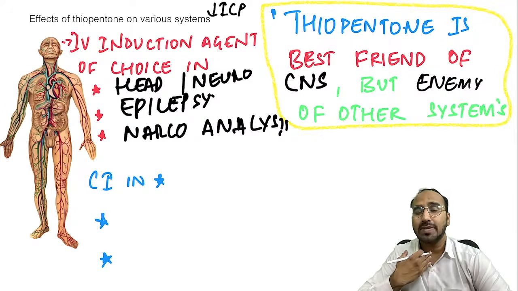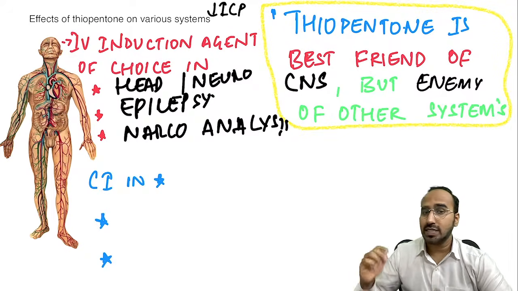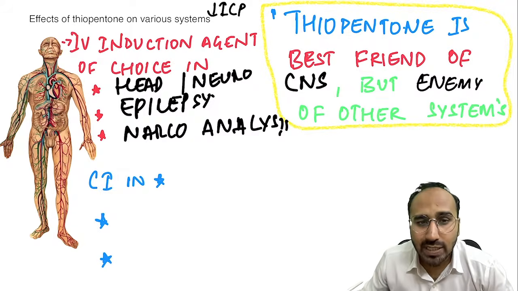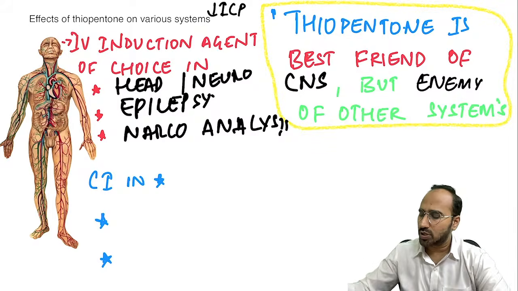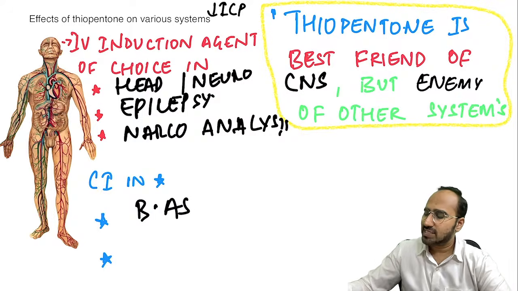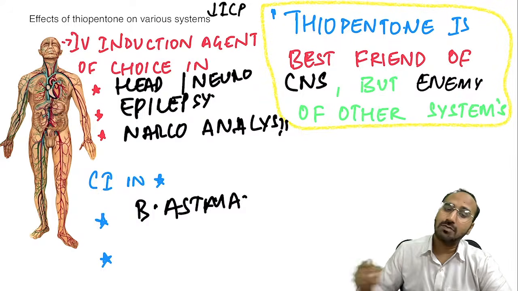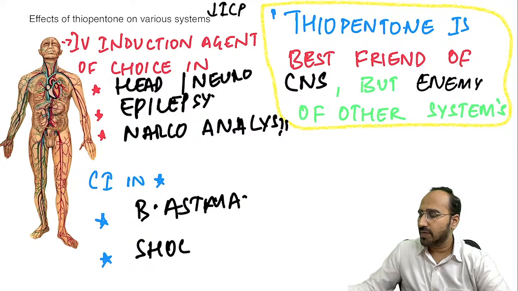All other systems, that is, basically it is an enemy of other systems. Other systems means what? Starting with the respiratory, it is an enemy. If it is a respiratory enemy, can it be given for respiratory disorder or is it contraindicated? The moment you say enemy, contraindications will come. So it is contraindicated for respiratory disorders such as bronchial asthma. You don't give sodium thiopentone. It's an enemy of the cardiovascular system, so don't give sodium thiopentone if the patient is in shock or ischemic heart disease.